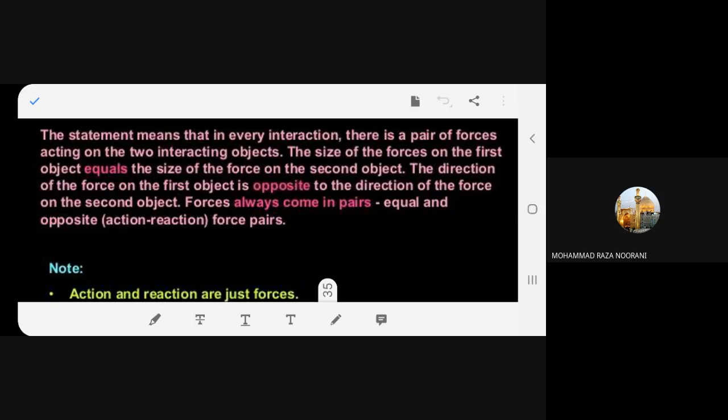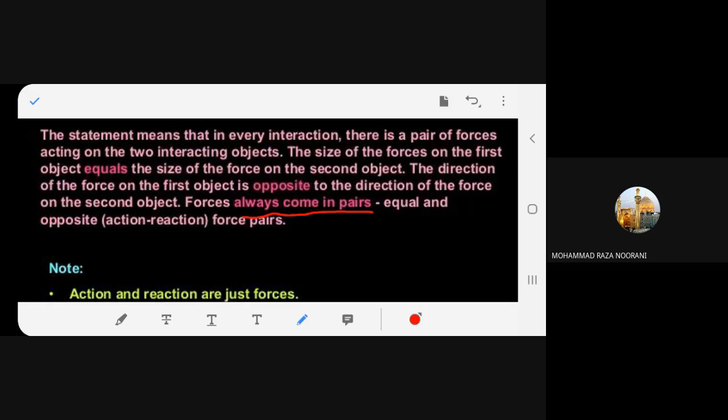Action, reaction, force pair. Now, the first one, what we learned: equal. So forces are equal, agree? Yes. Then it is opposite, agree? Yes. Opposite to what? To the direction. You agree with that? Yes. And it comes in pairs. That means action and reaction. Understood? This much you have understood?